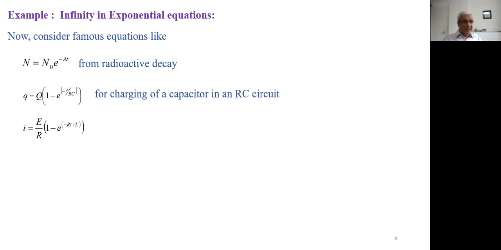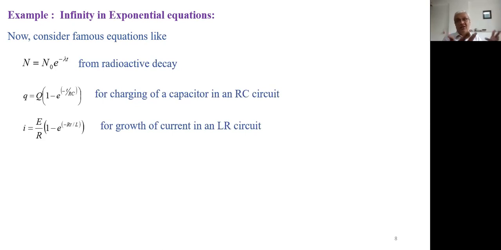If you take an LR circuit, then the current when you supply DC power would also be given by this kind of exponential expression. So current grows, and we say that after infinite time, current would have reached the value E by R. Now, when we say infinite time, it's a long, long time.